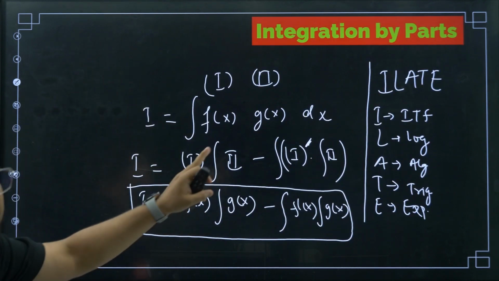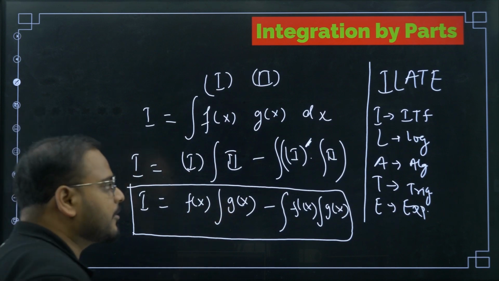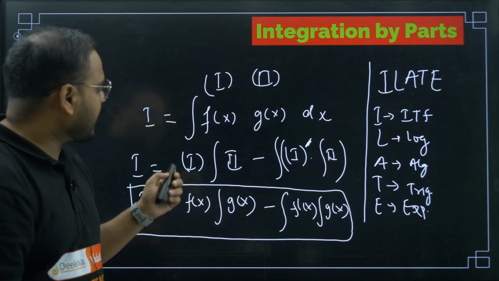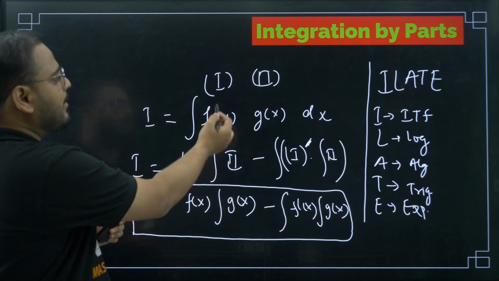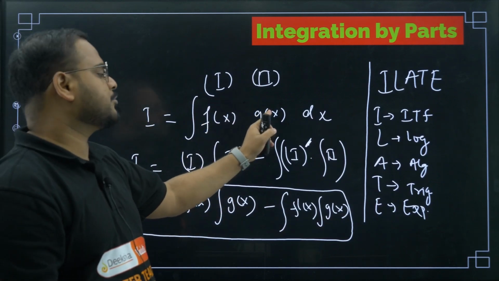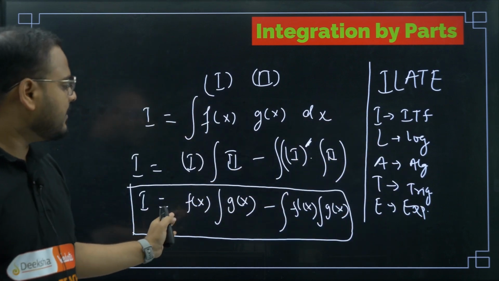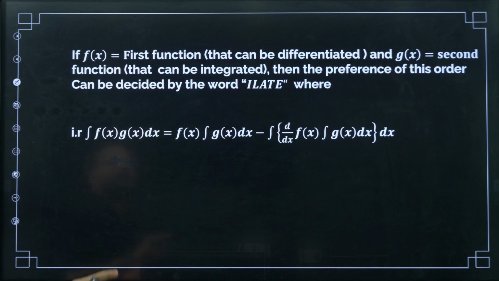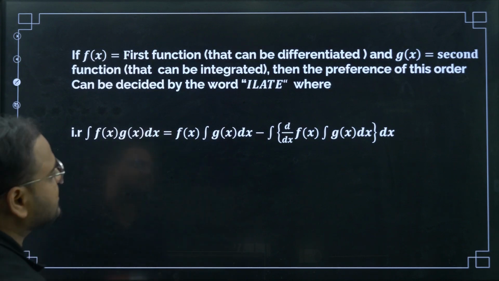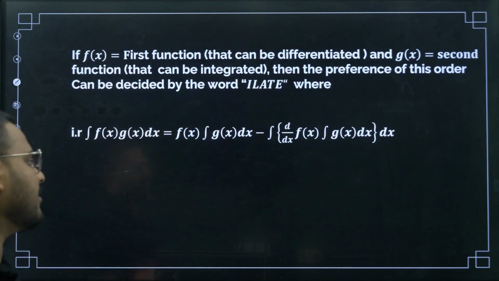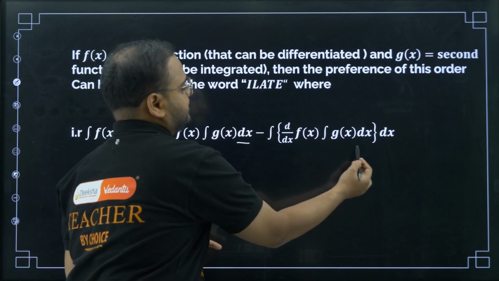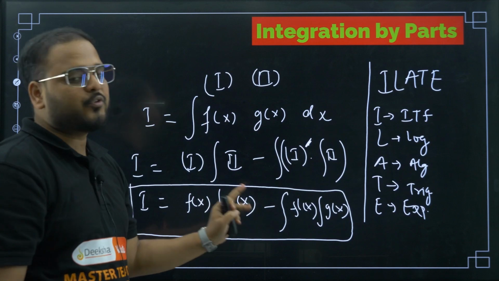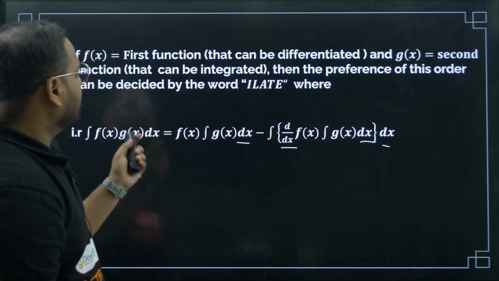Please have a look. The preference order is ILATE: inverse trigonometric function, logarithmic function, algebraic function, trigonometric function, and then exponential function. We have to assume which function is first and which is second based upon this preference order, and then take the integration by parts using this setup. Same thing is written over here: f(x) times the integration of g(x), minus the differentiation of f(x) times the integration of g(x). Obviously there will be dx wherever there is differentiation or integration. I have not written it, just wanted to give you the idea. Okay, this is done.